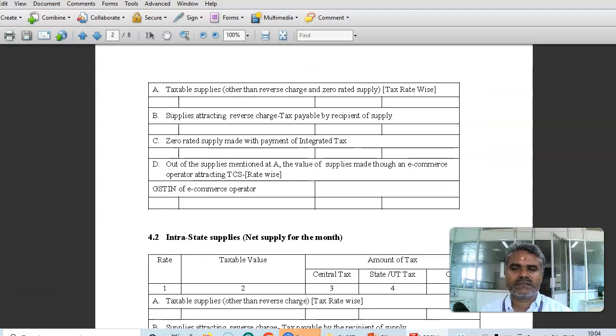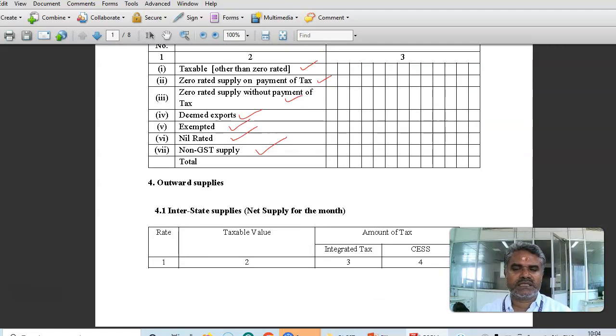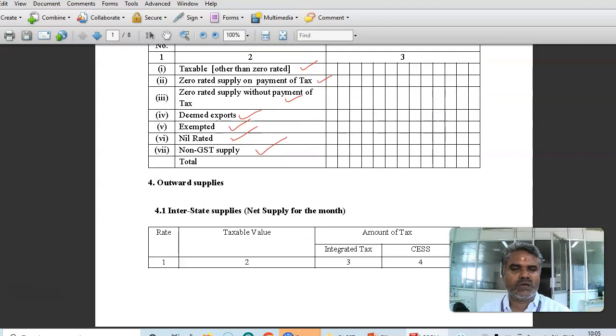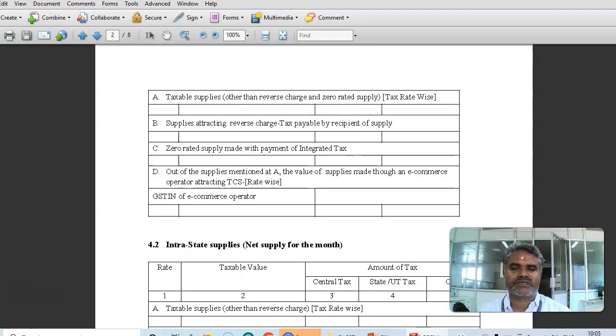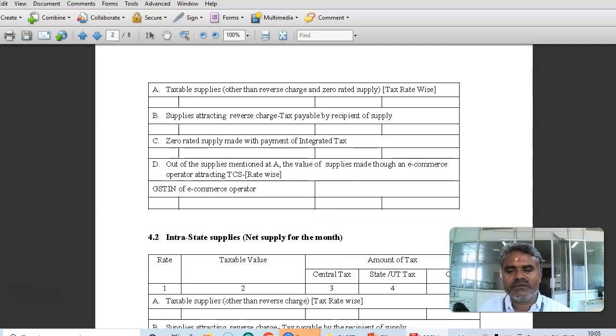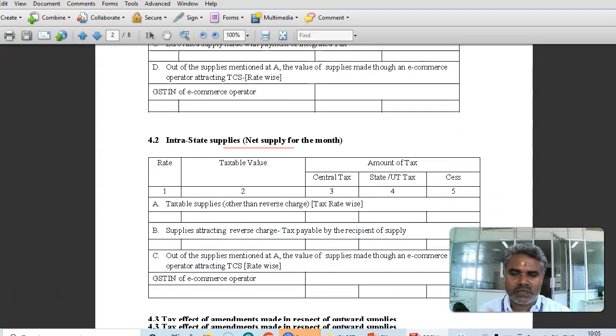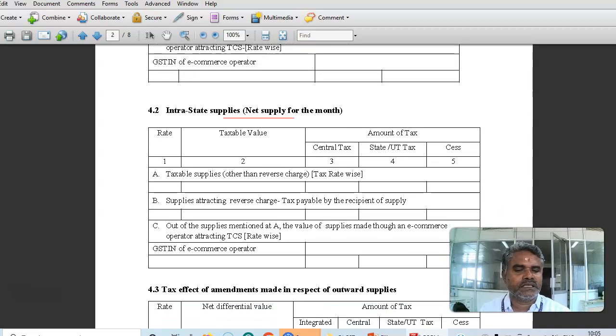Then outward supplies, interstate supplies, net supply for the month. Here you have to give interstate monthly transactions. Here also you have to classify the turnover based on taxable, exempted, zero rated, nil rated. Also you have to give intrastate supply, along with all relevant information.